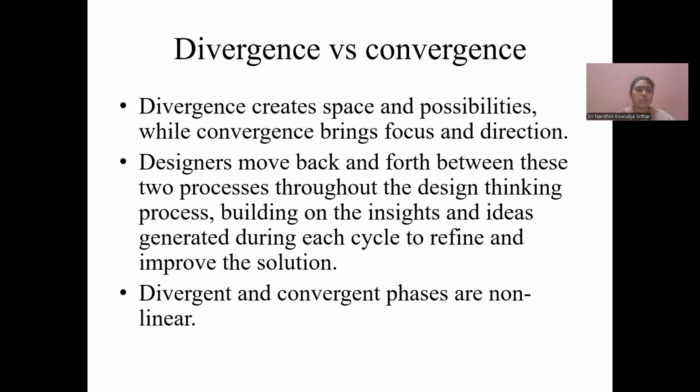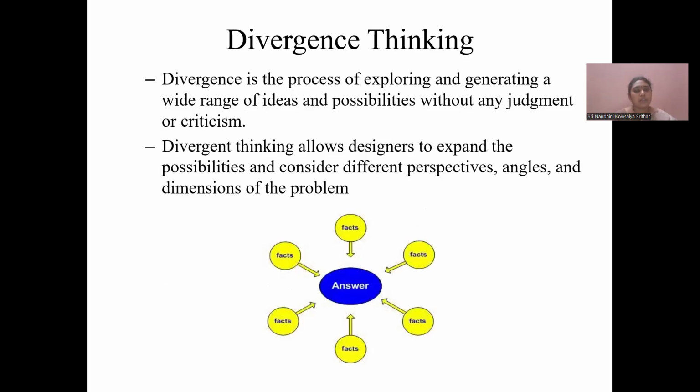Designers move back and forth between these two processes throughout the design thinking process, building on insights and ideas generated during each cycle to refine and improve the solution. Divergent and convergent phases are non-linear. Here the diagram denotes divergent thinking. In this, we have an answer and focus on multiple ways.